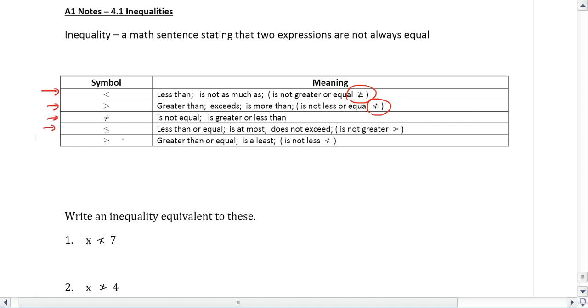This symbol means less than or equal to, which also can be stated is at most or does not exceed. And if something is less than or equal, that means it's not greater than. The last symbol on this table is greater than or equal to, which means it is at least that value, and it is not less than.